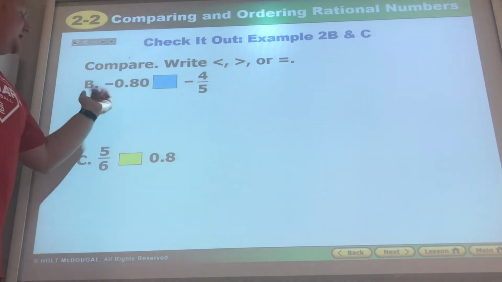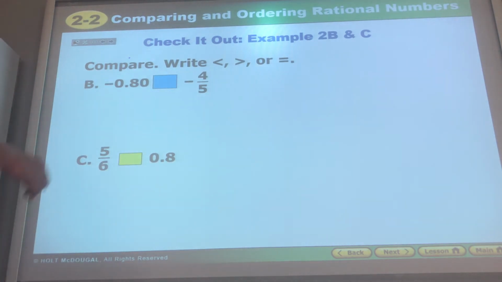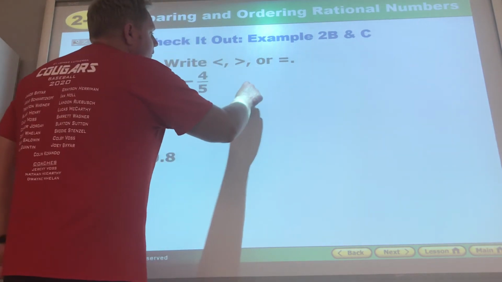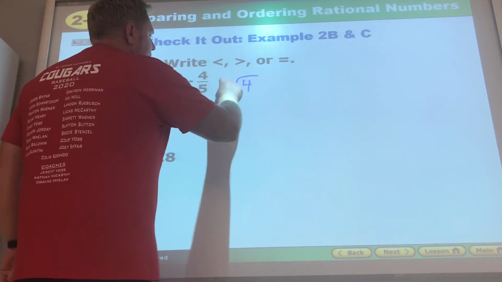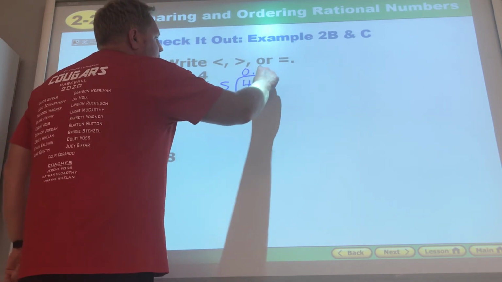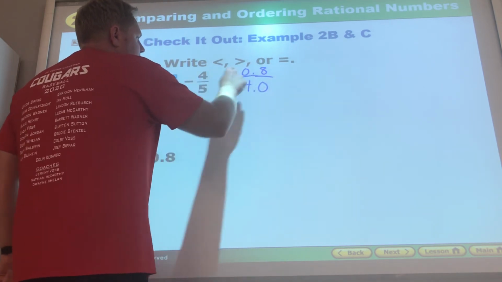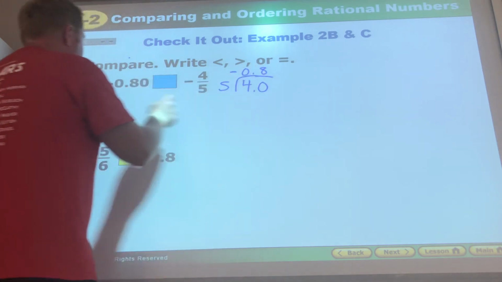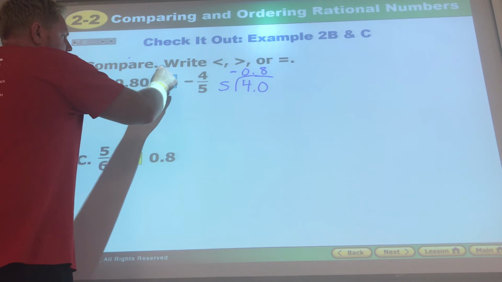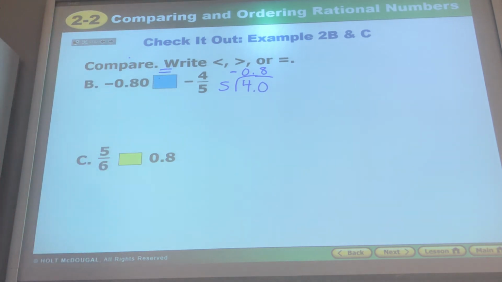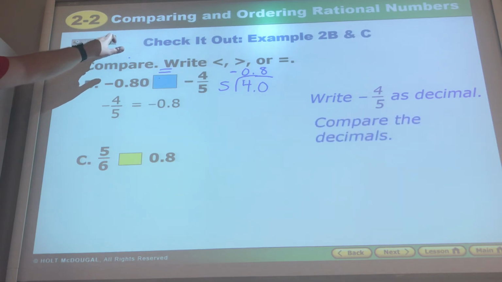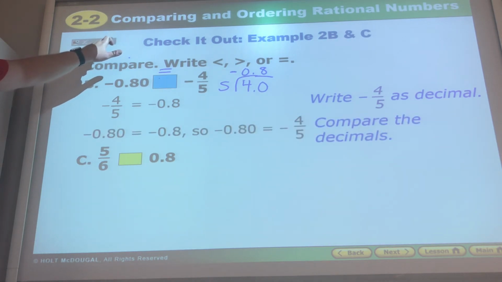Here, we have a decimal and we have a fraction. I would do that. So 4 divided by 5. And we had the negative, so don't forget that. Negative 0.8, negative 0.8. They are the same. We can write our equal marks and realize those are the same number. Okay? We compare them. They're the same, so we write our equal marks.